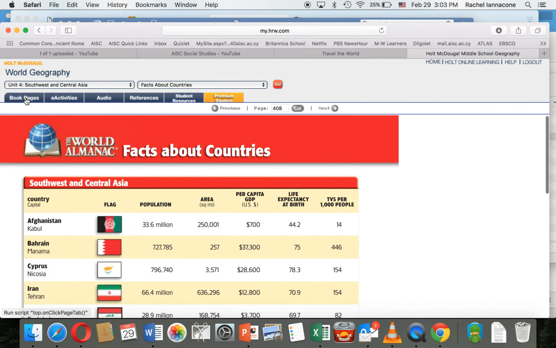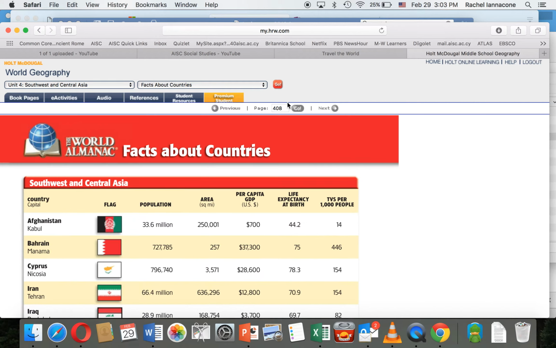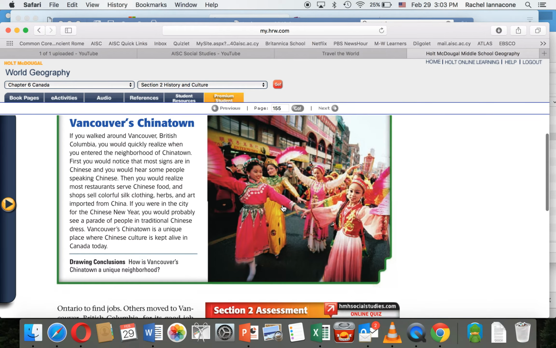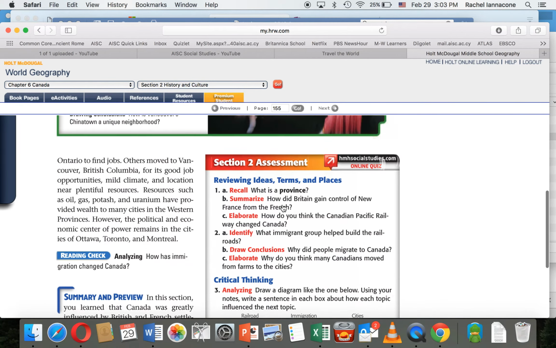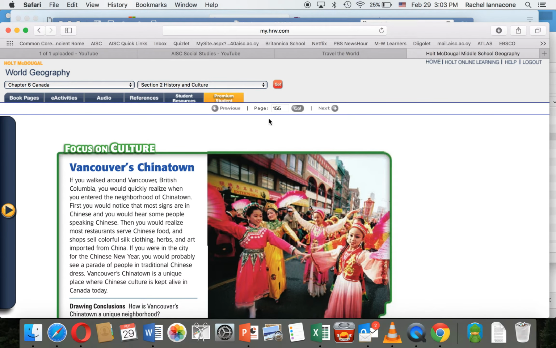Another way to use the book is to put in book pages. So if you know that something is on a particular page, you could type that in. So let's say I knew that something was on page 155. This is about Canada, Vancouver's Chinatown, and here we have page 155.